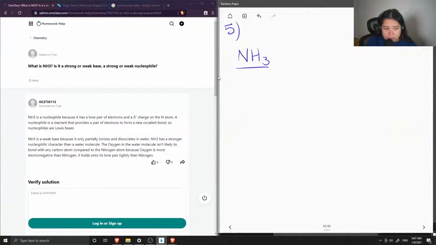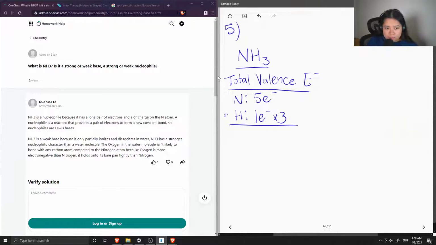And to write out the Lewis structure, we need to calculate the total number of valence electrons. So for nitrogen, the nitrogen atom has 5 valence electrons, and in the case of a hydrogen atom, there is 1 valence electron, but we have 3 hydrogen atoms, so we multiply this by 3, and we get a total number of 8 valence electrons.